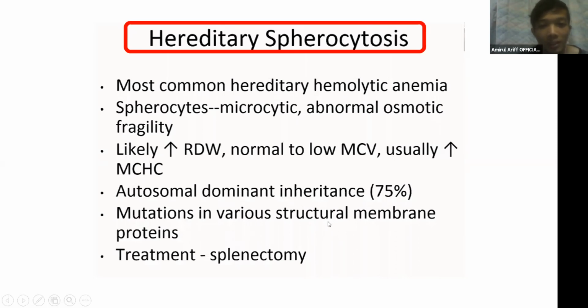The mutation happens in the various structural membrane proteins. Usually in hereditary spherocytosis, the treatment is splenectomy, but there are actually a lot of things we need to consider before we do splenectomy. You can read that in the protocol.